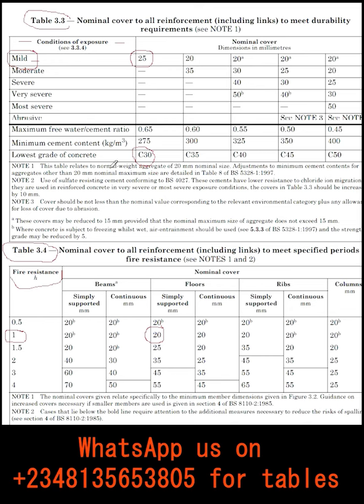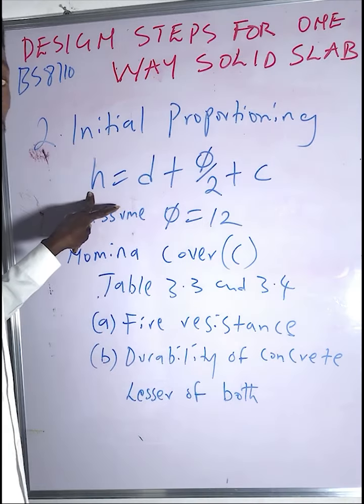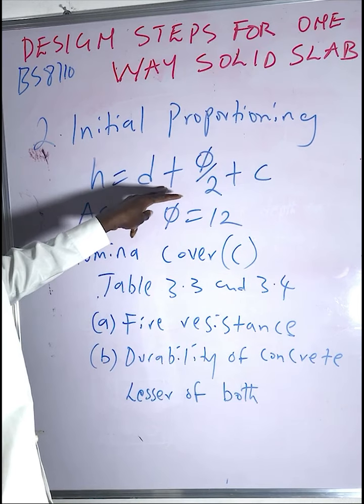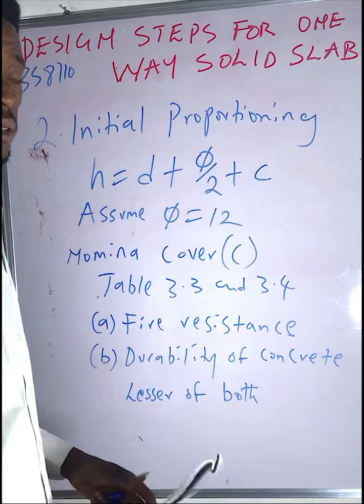So now if we have a question of durability and fire resistance, we pick the lesser of these two. This one is 20 mm, this is 25 mm. So we go with this one, which is 20 mm. Then from there, you can get your total depth h, which is d plus diameter over 2 plus cover.